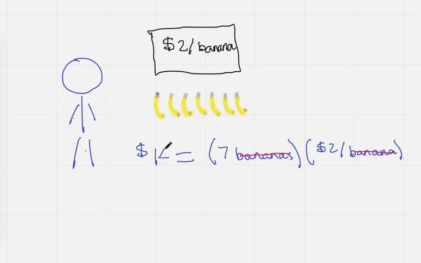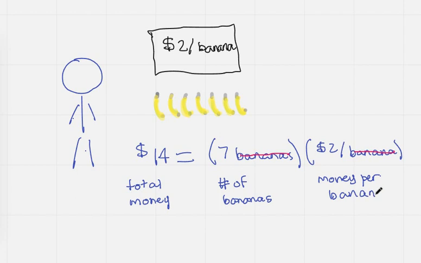I assume nobody has any trouble with that. But the chemical equation is a lot like this, so I want to get some things organized before we start out. This number over here is the total money. This here is the number of bananas. We're going to be saying number of moles in a minute. And this number here is the money per banana.